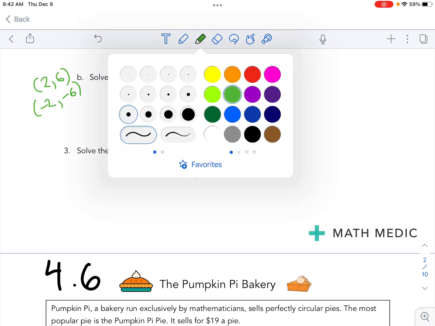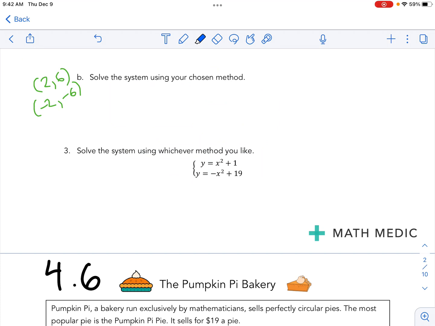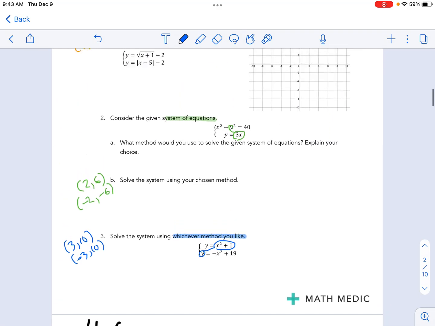And then with any method you'd like on this last system, you could substitute in, and I think that's probably the easiest thing to do, is put this in for y. But you could also eliminate, you could also add them together. It looks like the x squares go away. So either one. But as you work through that one, you're going to get 310 and negative 310. So looking at that, we've got two parabolas. They're going to intersect.